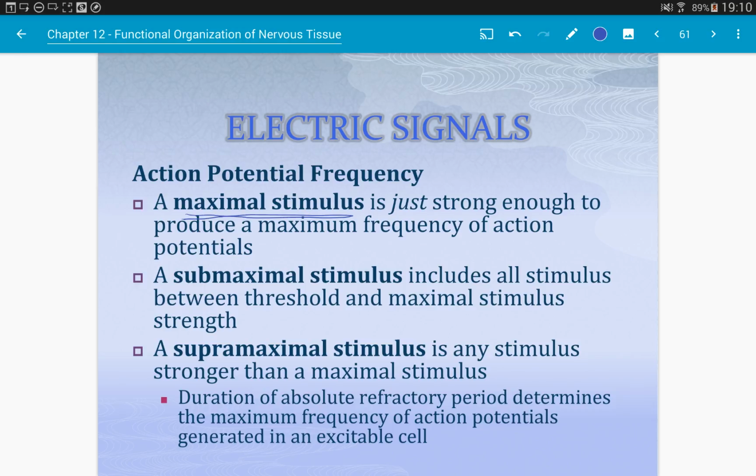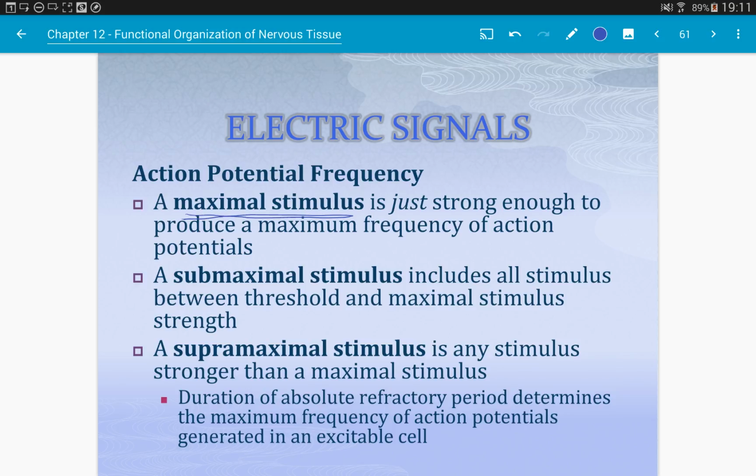So, a maximal stimulus. These are all definitions right here, and you can find these in your textbook. If you don't have time to write all the definitions down, just write the terms and you can look those up later. When we're talking about definitions, it's really hard to elaborate, so this is where I will read a little bit from the slide. I try not to read from the slides.